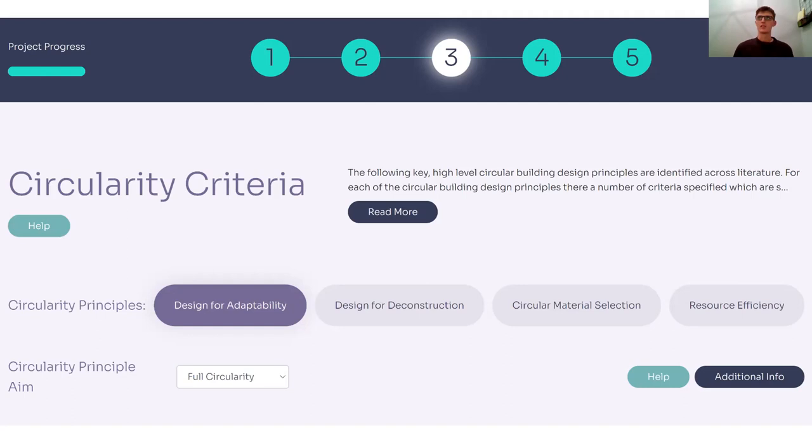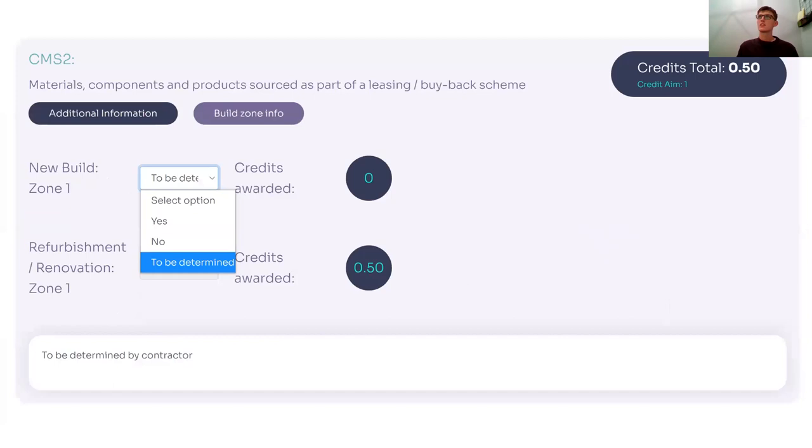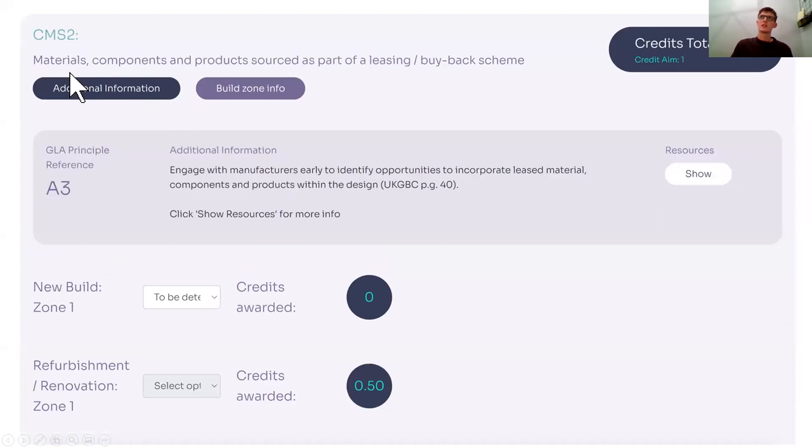So this is an example of one of the credits. As you can see, there's two zones. They both have the same building use and structural form, but because one is a new build and one is a refurbishment development type, they're two separate zones. And as you can see, you just drop down the box and you self-certify yes, no, or to be determined. If you want further information on this, you can click the additional information button and you'll get some guidance and a link to our resources section on our website where you can download the guides and the literature that we've used.